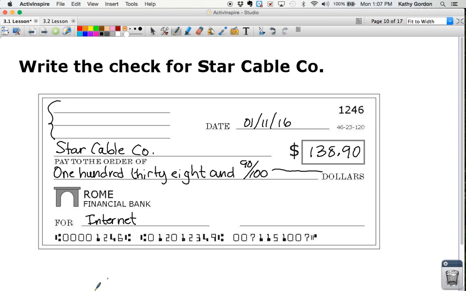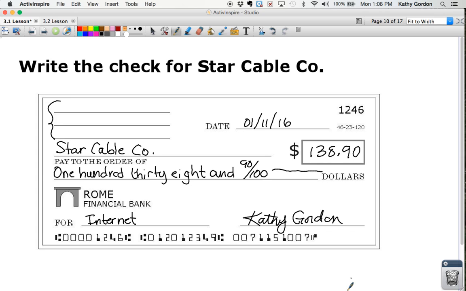And last but not least, this final line here that has nothing labeled on it, that's where you sign it. And then again, if the bank has any question, they'll compare it to the signature on your signature card to make sure it really is you.